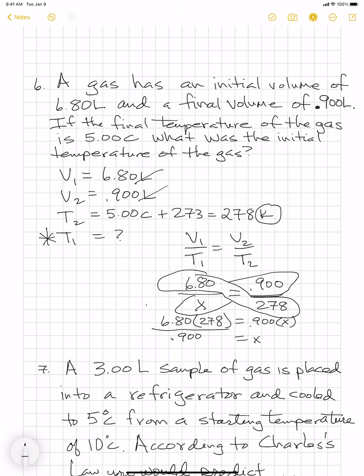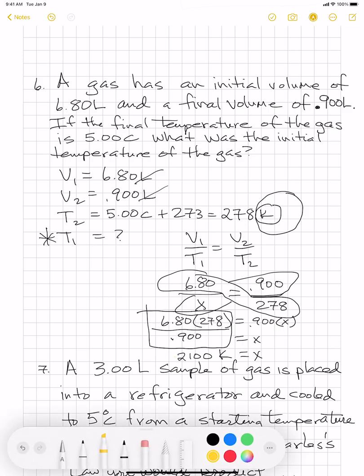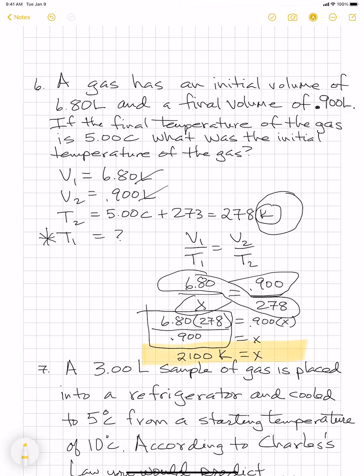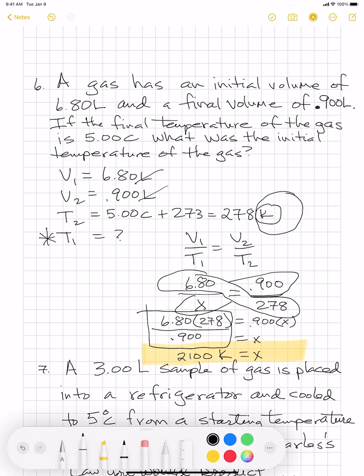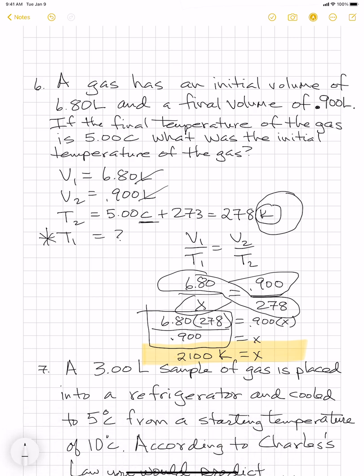So there you go. Here's the problem that you have to be able to solve. Can you do it? Of course you can. And so what you get for your answer for that is that x comes out to be 2,100. Now, what is the unit? Well, remember, we have Kelvin. So the unit is Kelvin. It, of course, would not be Celsius because we've already converted from Celsius to Kelvin. All right, so there's your answer for number 6, 2,100 Kelvin.